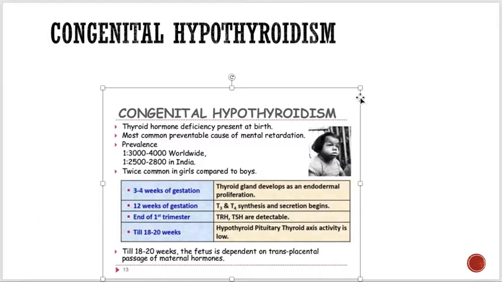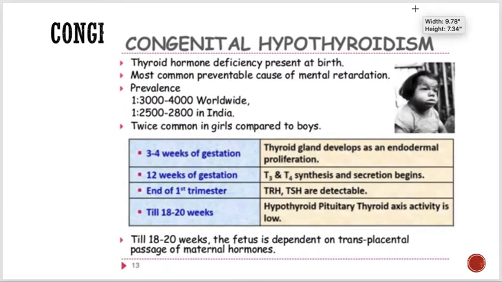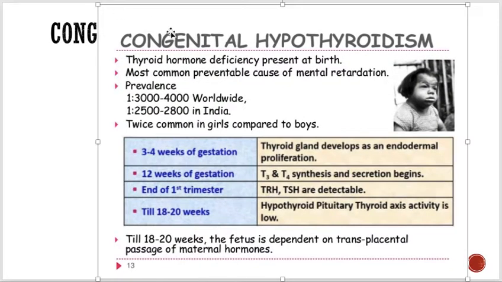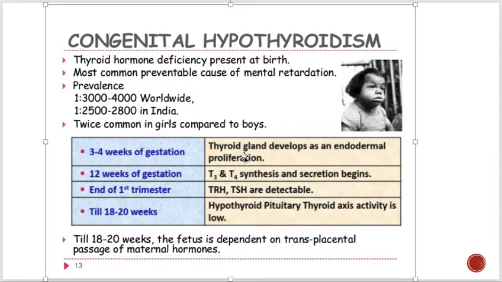Now, as we know from our knowledge about thyroid disorders, the function of thyroid is simply that thyroid hormones act on every cell of the body, and when the thyroid hormones are not normal, like hypothyroidism, there will be abnormal development. You can see over here, congenital hypothyroidism is the thyroid deficiency which is present at birth, and it is the most common preventable cause of mental retardation. A very, very important point: the most common preventable cause of intellectual disability.